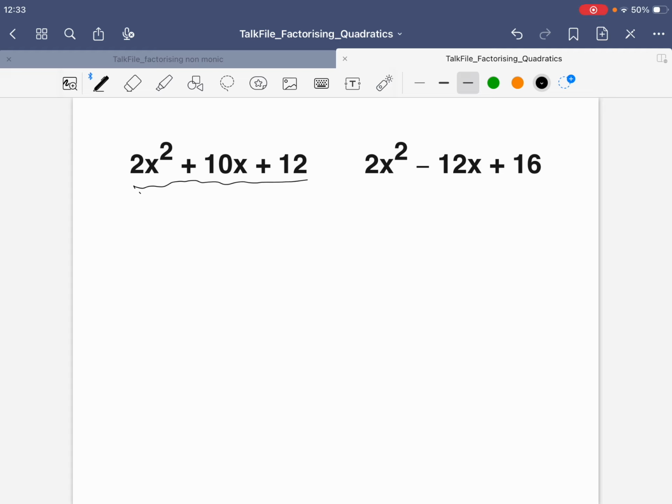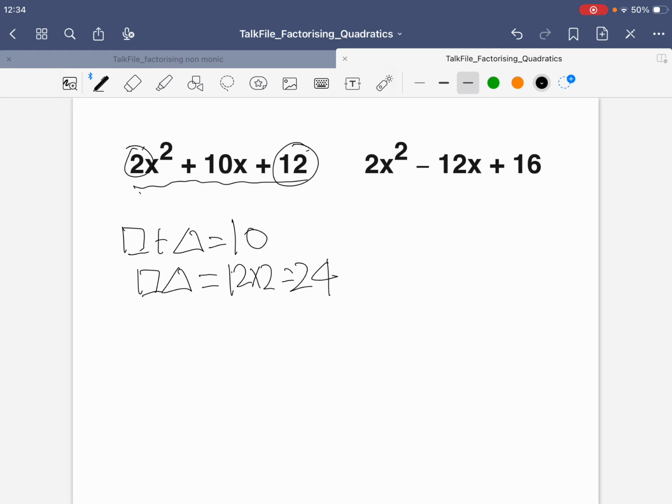So the first one, we want to find a pair of numbers that add up to 10 and then multiply to 2 times 12, so 24. So think about pairs that can make 24. So like 1 and 24, obviously not. We want the pair to add up to 10. So like 2 and 12 also doesn't work, and 3 and 8 same. Maybe 4 and 6. Yeah, if we add them together, then we get 10.